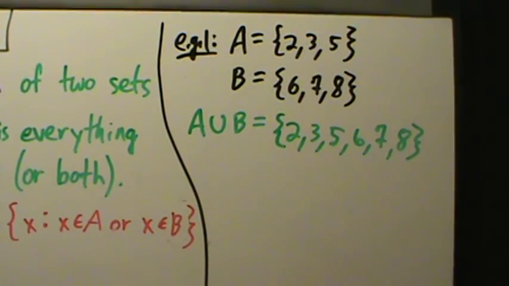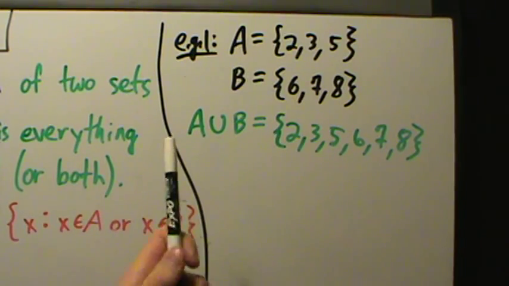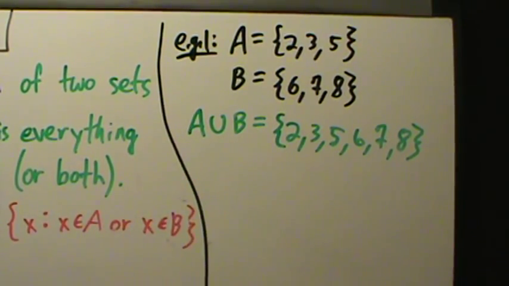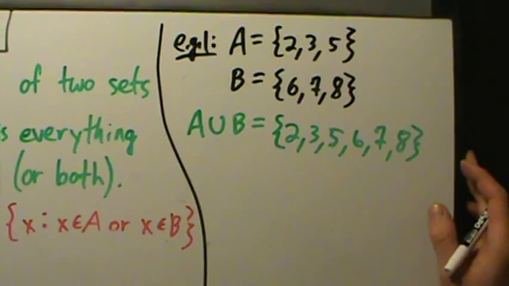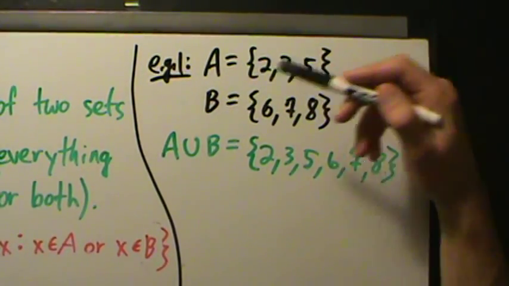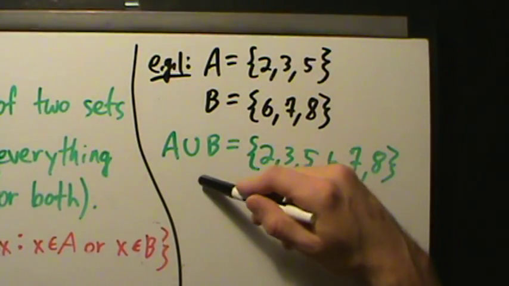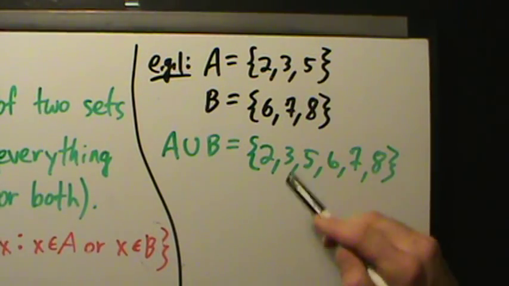It does get a little more complicated than this, but this is probably one of the most simple types of examples we can have. But anyway, example 1 here. Here's a set A, 2, 3, 5. A set B, 6, 7, 8. And A union B is everything that's in A along with everything that's in B.